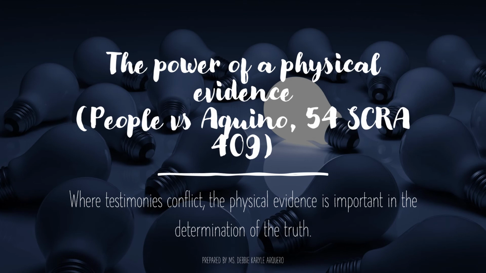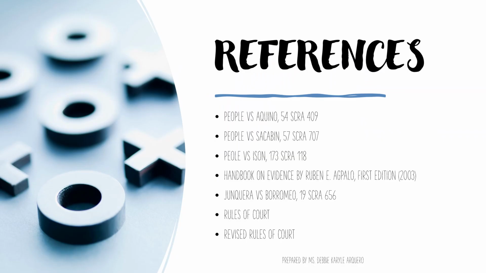So when testimonies conflict, okay, there is a conflict of testimony on the part of the accused and the part of the prosecution, then therefore the part of the defense and the part of the prosecution, the physical evidence is important in the determination of the truth. Okay, so that's it. So remember the requirements. Okay, before a photograph is admissible in court, this is important for you before you will have your mock court presentation.